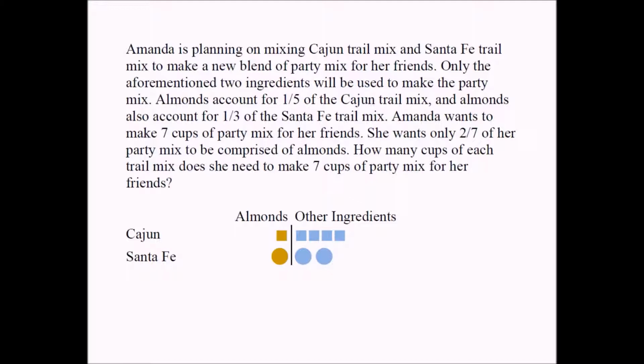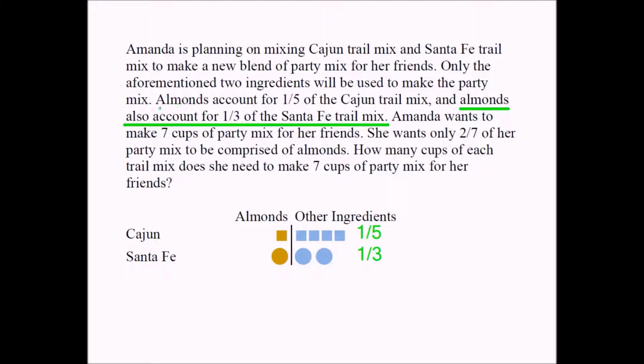Now, what happens with the other trail mix, the Santa Fe trail mix? 1/3 of the Santa Fe trail mix are almonds, because it says almonds also account for 1/3 of the Santa Fe trail mix, and that's why I'm going to rewrite my 1/5 here. 1/5 of the first trail mix, Cajun trail mix, is almonds, and 1/3 of the Santa Fe trail mix is almonds as well. Now, having said that, that's where the picture comes from.